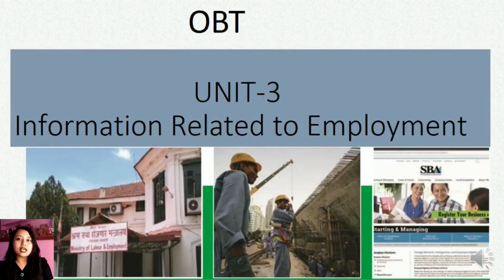Studying about Unit 3, it's about the information related to employment. So we all know that employment is very important. Why is it important? Because we are involved in so many academic fields. We have so many academic qualifications, but that academic qualification should be used somewhere to get financial stability, to get income from them, to earn our livelihood.